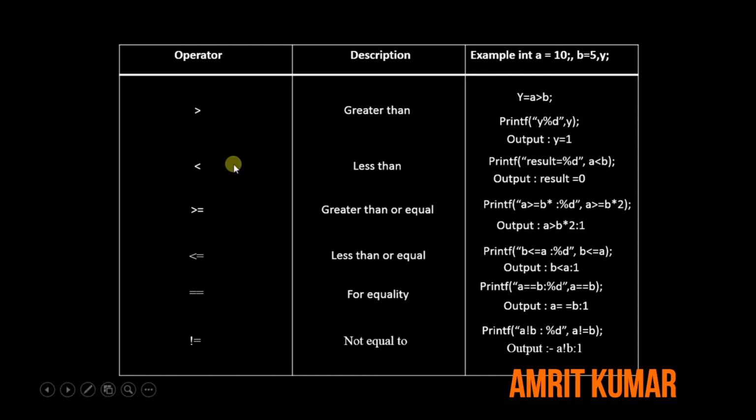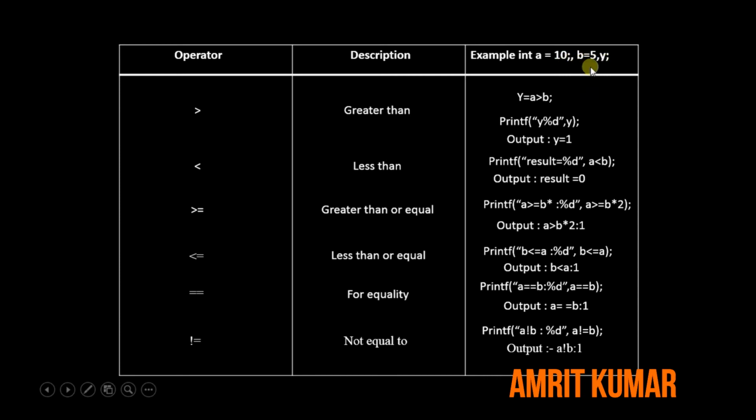Okay, so this is the less than operator and its work is to find the lesser value. I am using again the condition A is less than B. Here you can see that A is initialized to 10 and B is initialized to 5. We know that the value 10 is larger than 5.